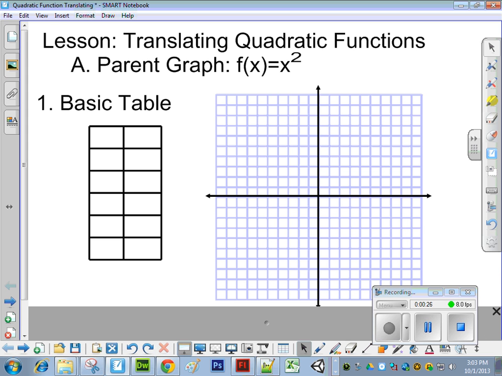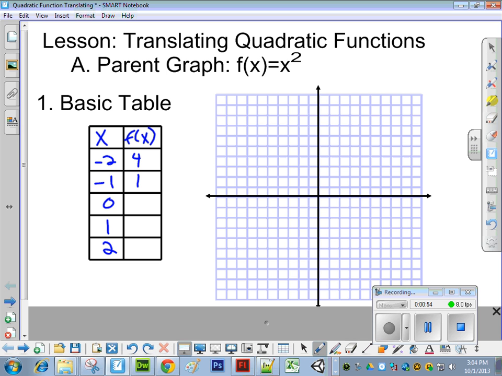What I'll go ahead and do is put in a few values. I have x and I have f of x. Now generally I want to find out the values from -2 to +2. So -2, -1, 0, 1, and 2. Now I want to do -2 squared, which is -2 times -2 or +4. -1 times -1 is +1.